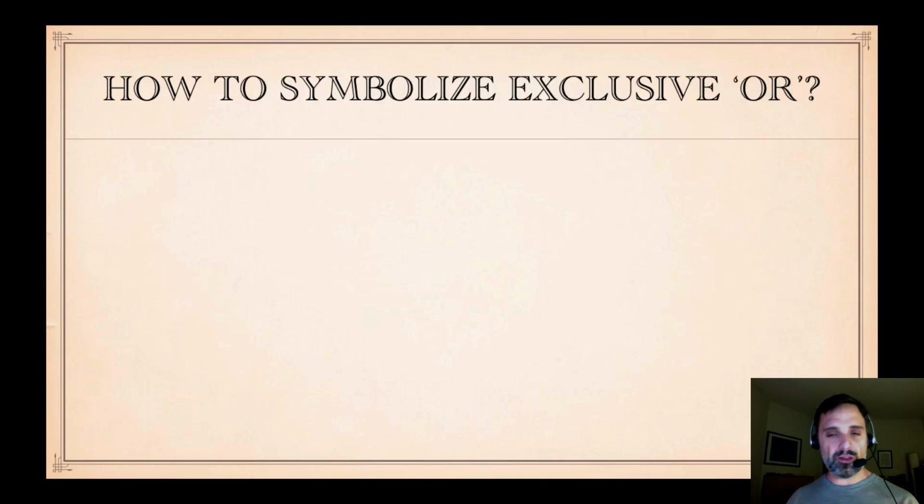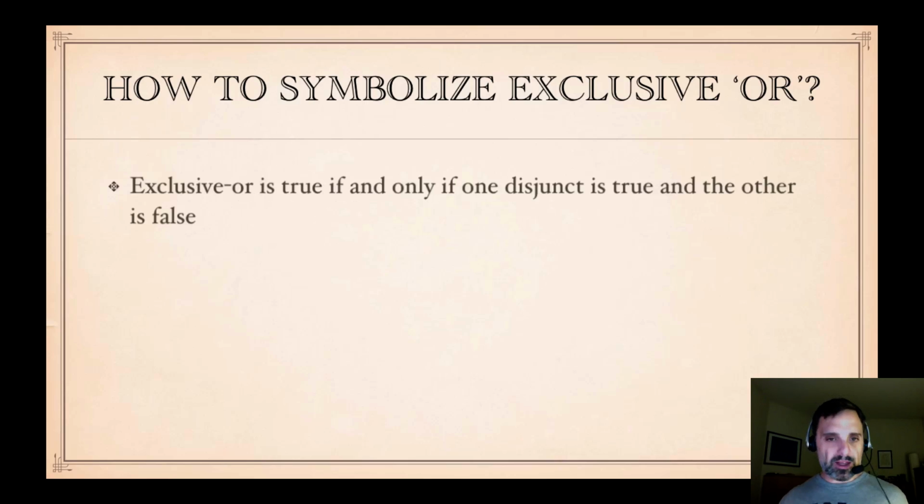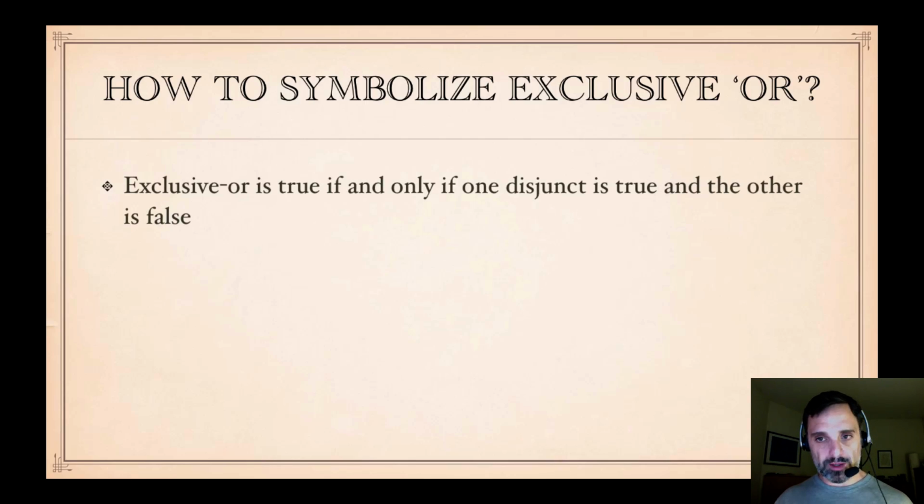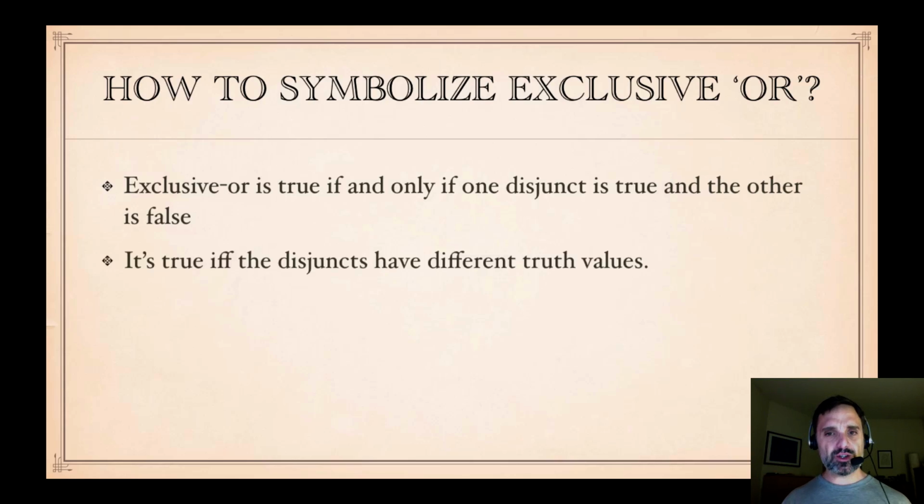It is worth briefly thinking about how an exclusive or might be symbolized. We're not ever going to, but it's worth thinking about just to help us understand our system. So an exclusive or is true if and only if one disjunct is true and the other is false. Another way of saying that is that it's true if the disjuncts have different truth values. So if they're both true, the exclusive or is false. If they're both false, the exclusive or is false.